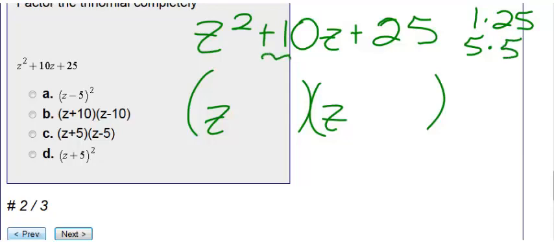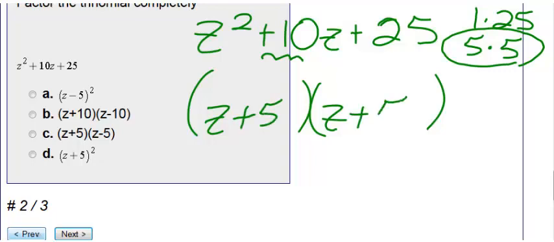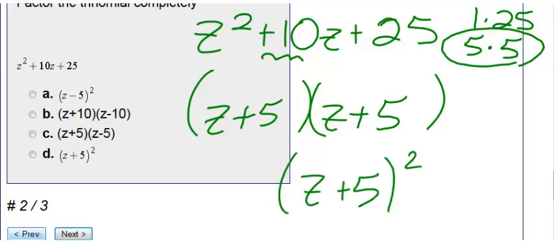My goal is to get a +10. The only way for me to get a +10 is a +5 and a +5 when I add those together. So +5 and +5, which we can also write as z plus 5 squared, which is choice D.